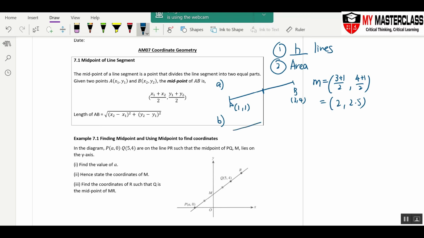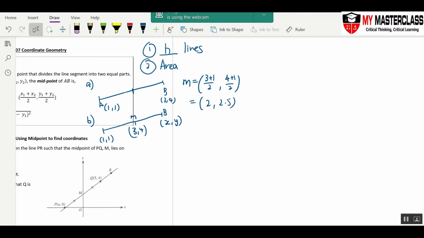But the other way of applying this is to use the reverse. That means if this is (1, 1) and the midpoint is (3, 4), how do you find the coordinates of B? I realize that many students are stuck at this, or don't know how to do this, or do it wrongly, or are careless. Just use the reverse, which means the concept is still the same. Let B be (x, y). Then (3, 4), which is your midpoint, is equal to (x plus 1) over 2, comma, (y plus 1) over 2.